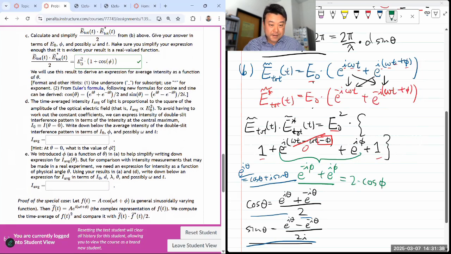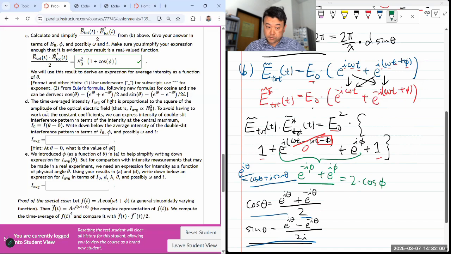Okay. Oh, and I guess I had all this hint. The time average intensity, I average, of light is proportional to the square of the amplitude of the optical electric field. That's what we are using here. I average is proportional to E naught squared.